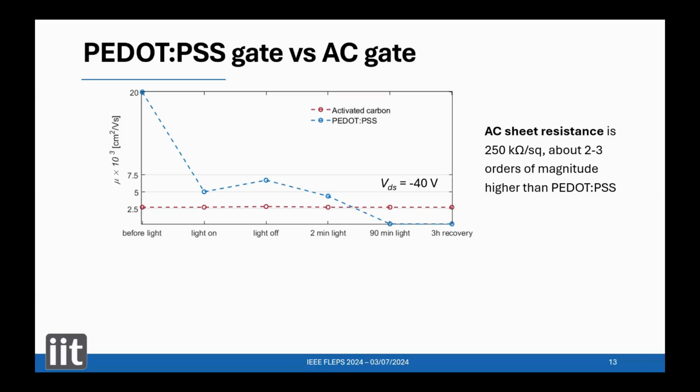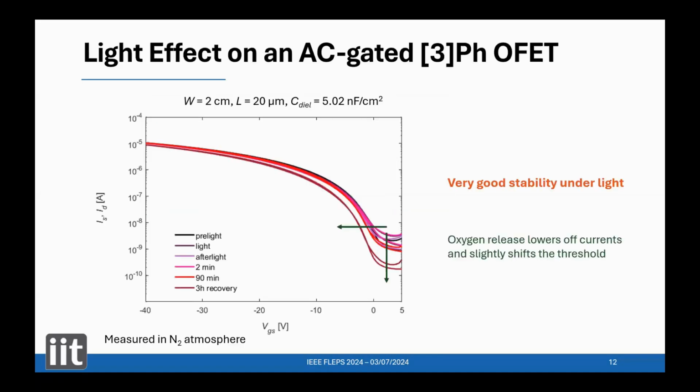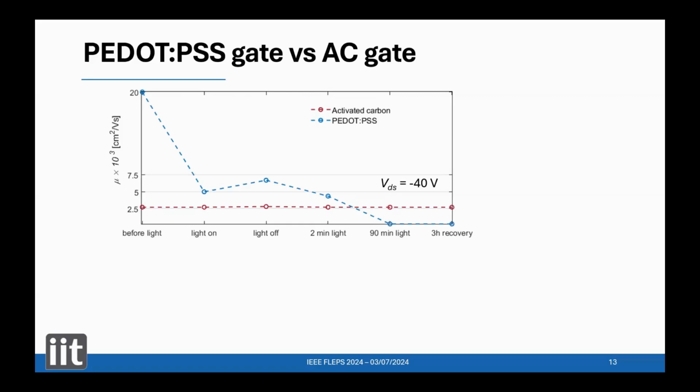Not only that, I should point out that as soon as light is shined upon the sample, we have a loss in ideality of the device. So even the extraction of the mobility is not so consistent and reliable for the PEDOT:PSS devices after the light is applied. While again, as we go back a little bit, we can see that the activated carbon gate device is perfectly fine. Nothing too weird about it.